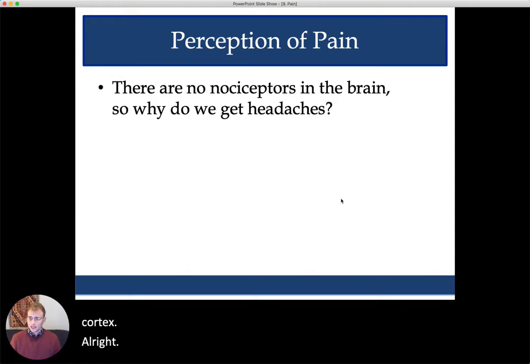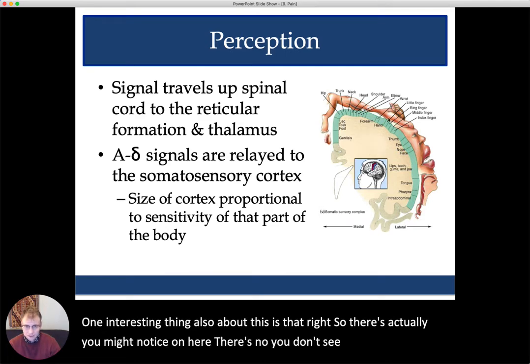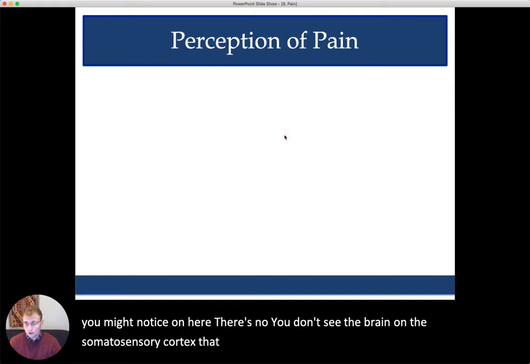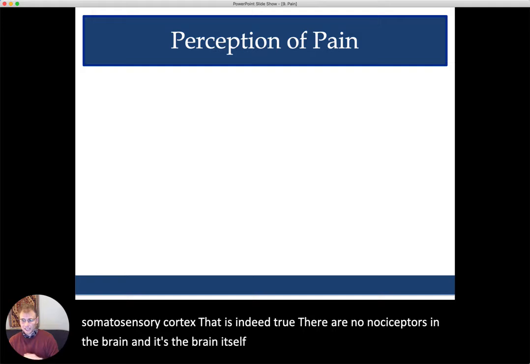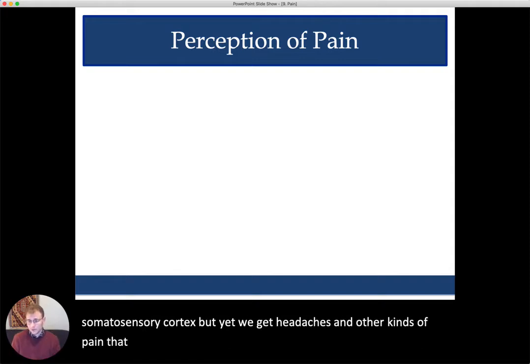One interesting thing also about this is that you might notice on here, you don't see the brain on the somatosensory cortex. And that is indeed true. There are no nociceptors in the brain, and the brain itself is not mapped in the somatosensory cortex. But yet we get headaches and other kinds of pain that seem to come from the brain, right? We experience pain in those areas. So how could this occur?